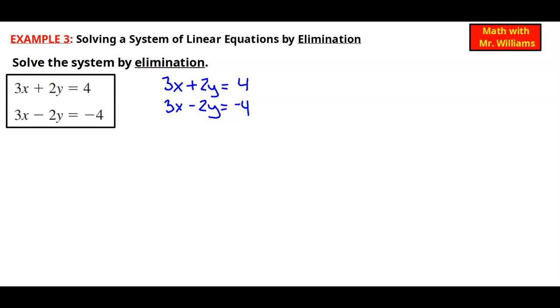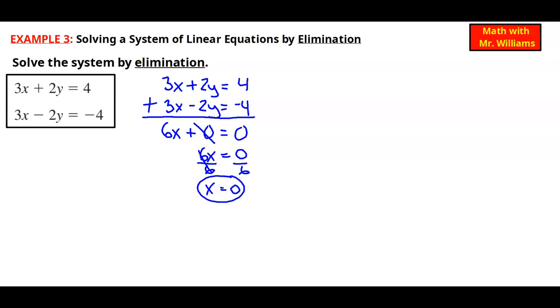Okay, now we're going to go ahead and add them up since I see I do have opposites already of a +2y and a -2y, but I also have the opposites of 4 and a -4. The goal really is to cancel one of the variables. So 3x plus 3x will give me 6x. Plus, we have 2y and a -2y will give me 0, equals 4 plus a -4 will also get me 0. So we bring this down, we have 6x equals 0. Divide by 6, we have x equals 0.